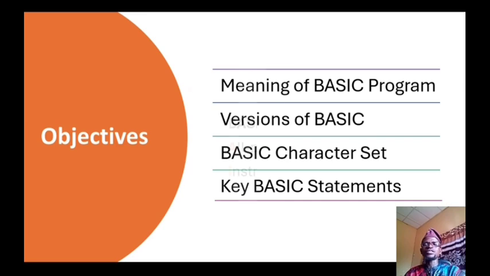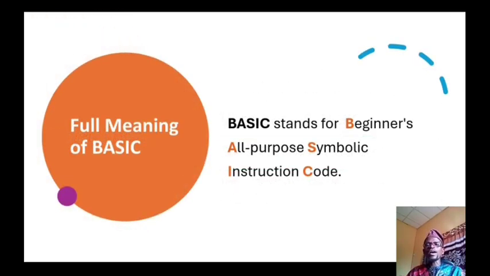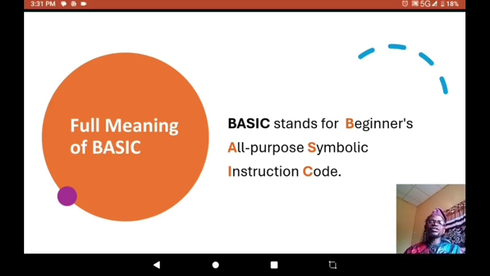Now, what is BASIC? BASIC is an acronym that stands for Beginners All-purpose Symbolic Instruction Code. This programming language is simple and good for the beginners. The code is written in form of symbols and we use it to give instructions to the computer. Again, the full meaning of BASIC is Beginners All-purpose Symbolic Instruction Code.